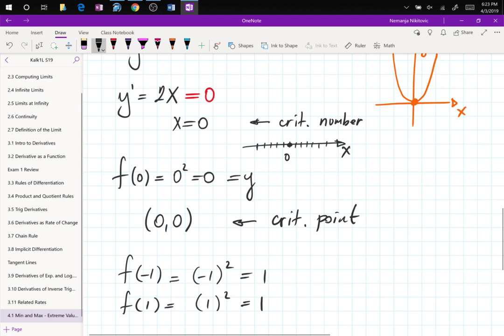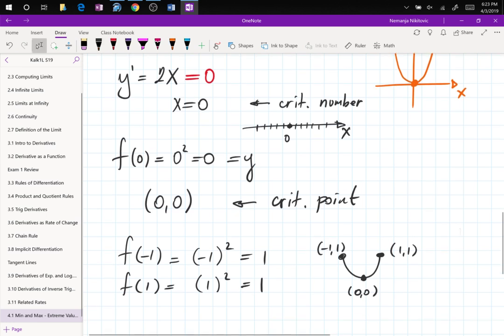So I have the situation where this is my 0, 0, this is my 1, 1, and this is my -1, 1. So clearly, it's a minimum. All you need to do is to compute to the left and to the right from the point that you found as a critical point.